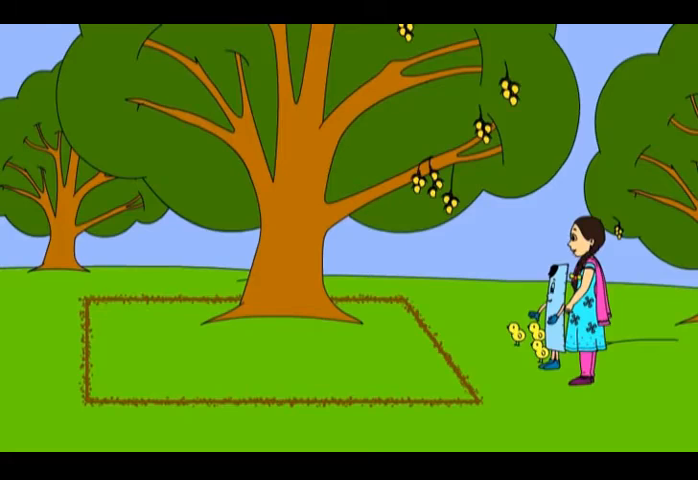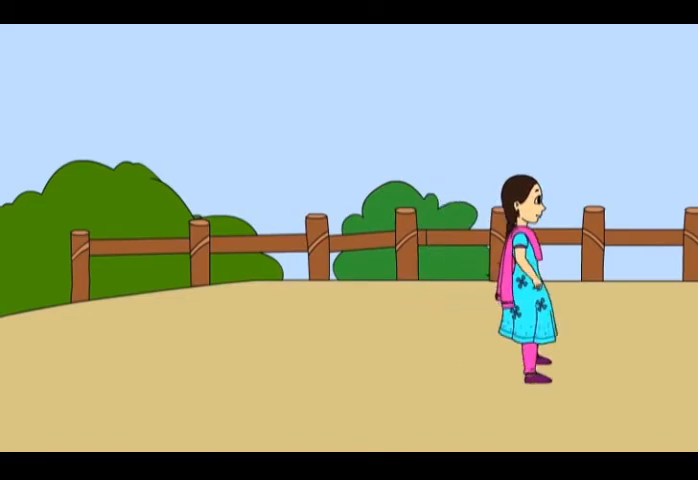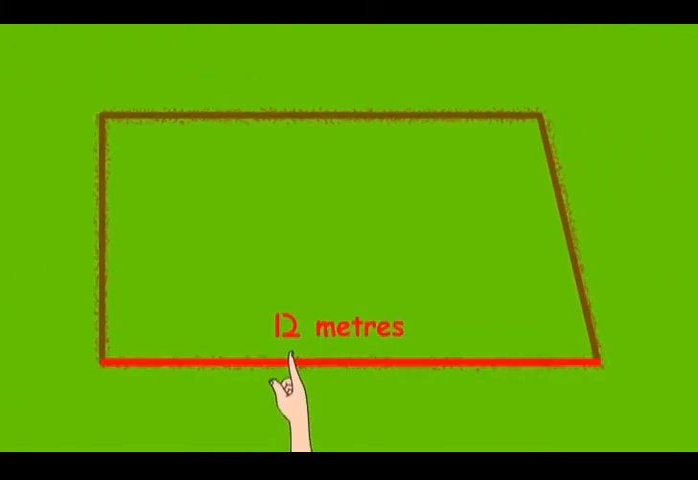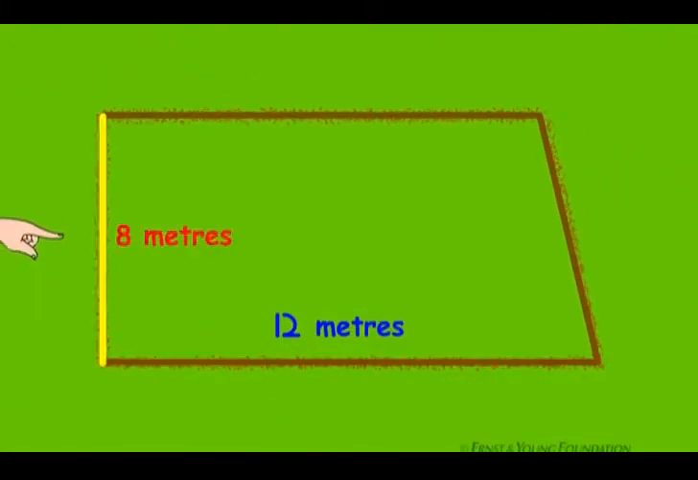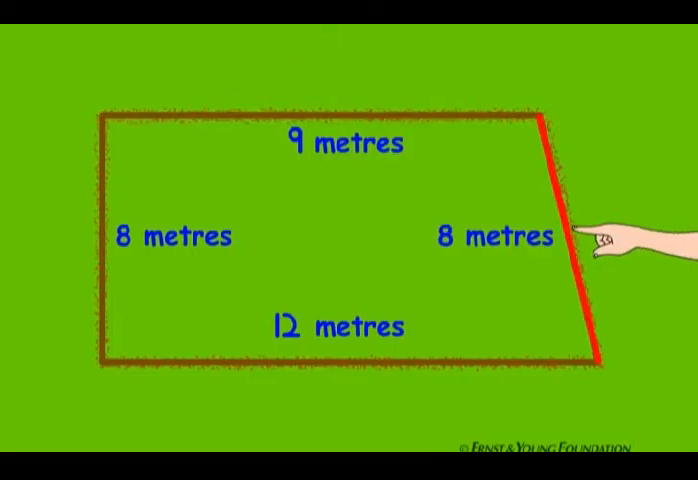Futta, now let us measure the boundary. Let me get the meter rope from home. Here it is, my meter rope. Now let me measure the boundary. It is 12 meters this side, 8 meters, 9 meters and 8 meters again.